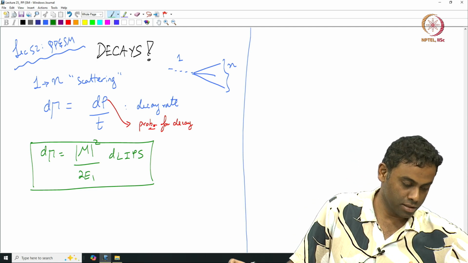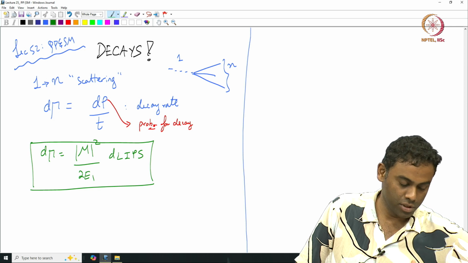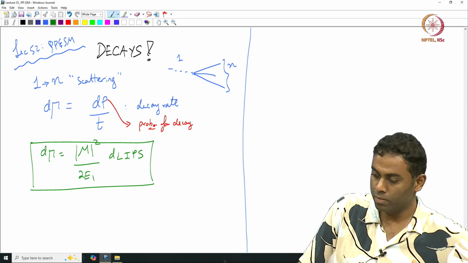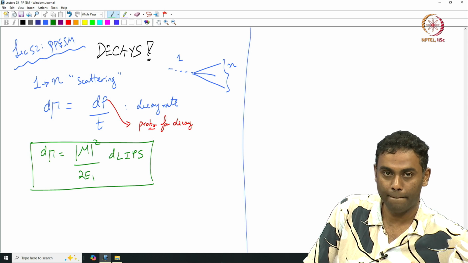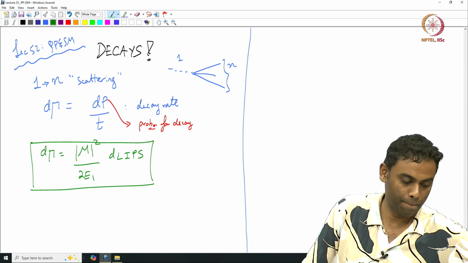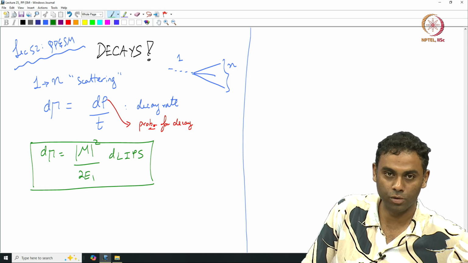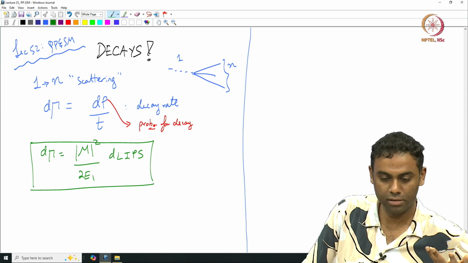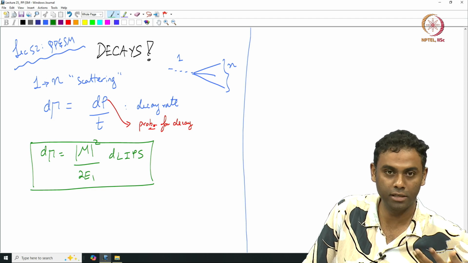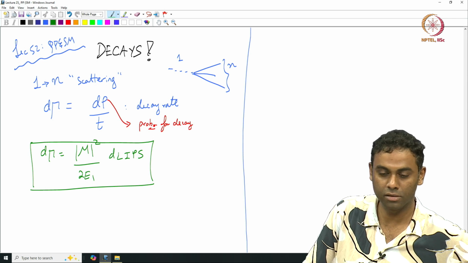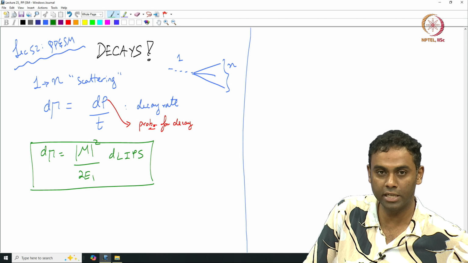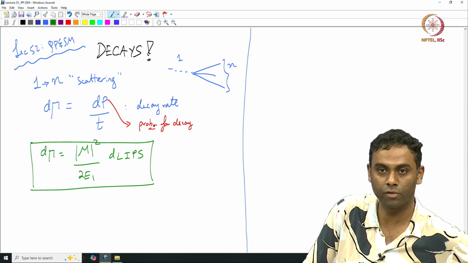Now, this is a general formula, but let us now look at 3 or 4 useful concepts of decay. Decay is something you would have studied since high school, right? Radioactive decay, decay rate, decay half life, lifetime, etc. All of these notions are exactly the same here also. It's just that we are seeing it from a more sophisticated point of view, from a quantum field theory point of view.